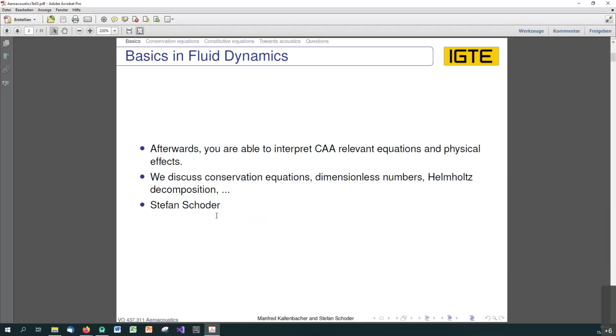What I would like to give you is a tool so that you can interpret computational aeroacoustics calculations with the relevant equations, so the conservation equations and the constitutive equations, and you can explain the physical effects there. So this is the goal I have for you, and therefore we will discuss conservation equations, dimensionless numbers, and Helmholtz decomposition.